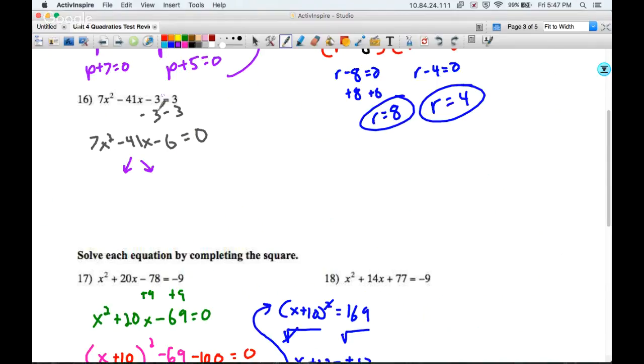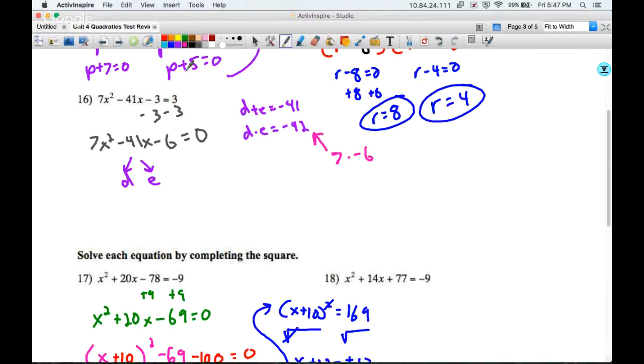Now I want to split that 41 into two values. I'll call them D and E. You can call them whatever you want. I know that those two numbers still have to add up to be negative 41. But now when I multiply them, they're going to equal negative 42. Right? Because that's negative 6 times 7 to get that negative 42. All right, that's kind of the whole trick to factoring by grouping, is that what we're splitting that middle term into is your A times your C value.